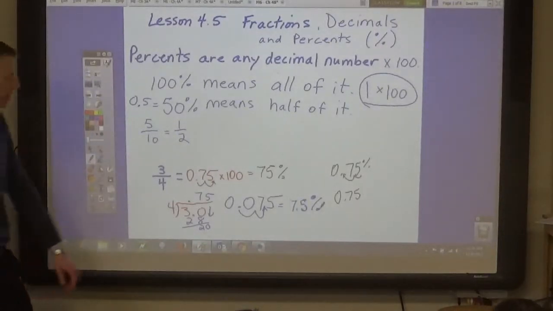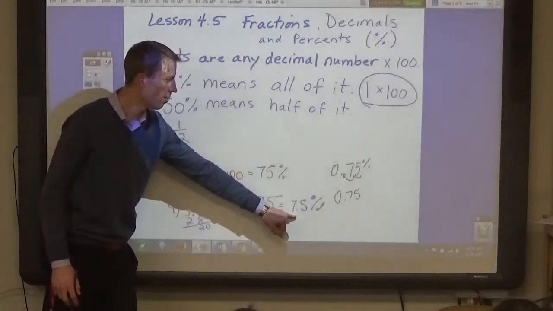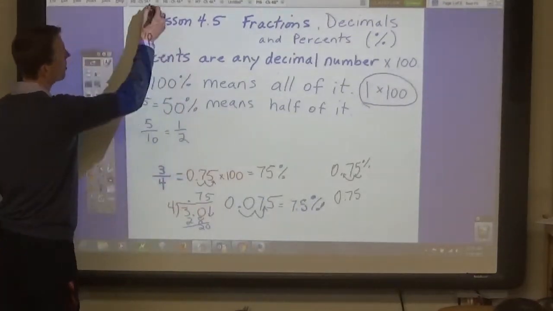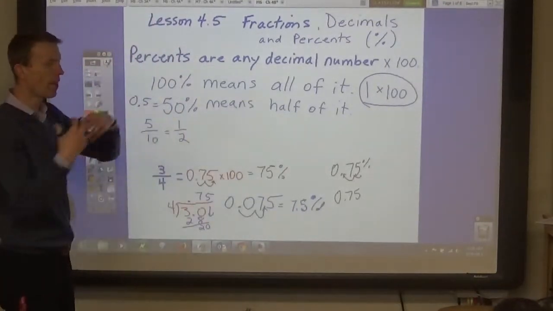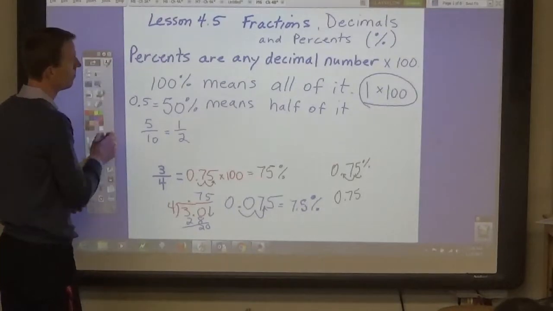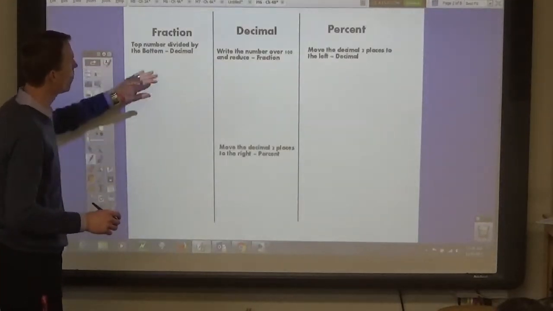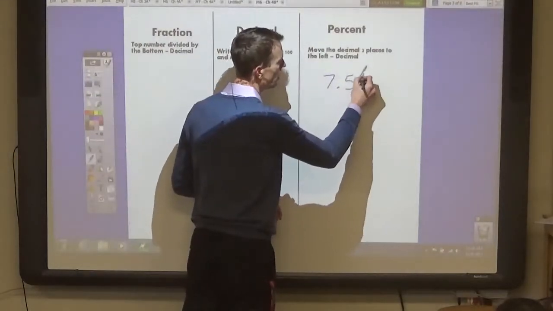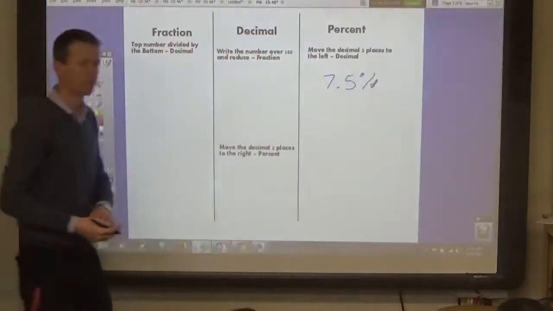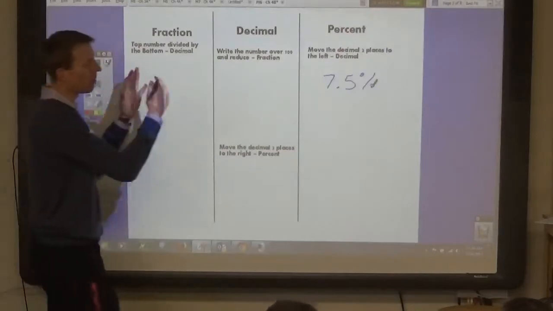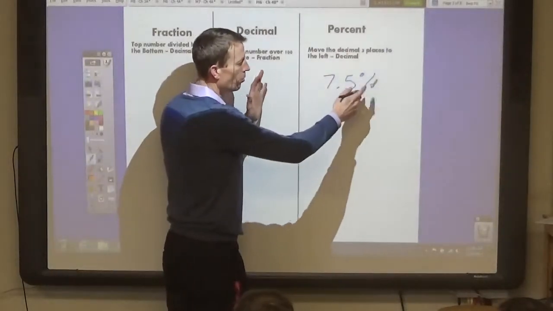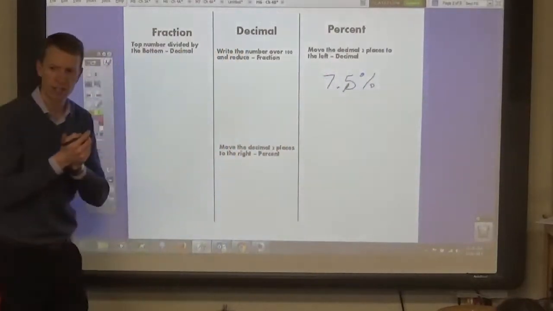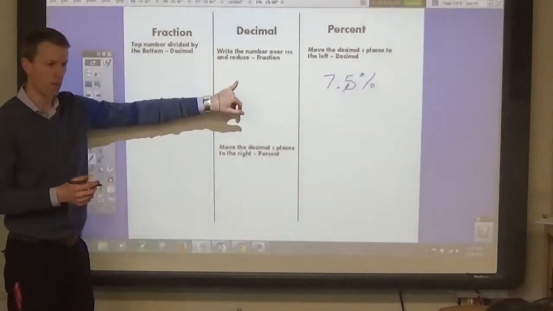Now, what if we were starting with a number like this, with a percent? What if we had to convert that to a decimal? What if we were starting with 7.5%? If we move the decimal place to the right 2 places to get to a percent, how would we get the decimal form?